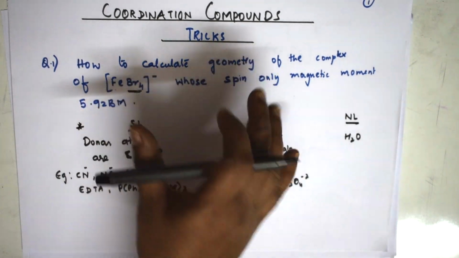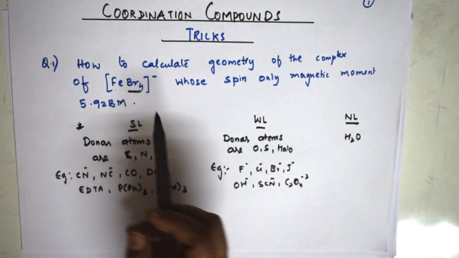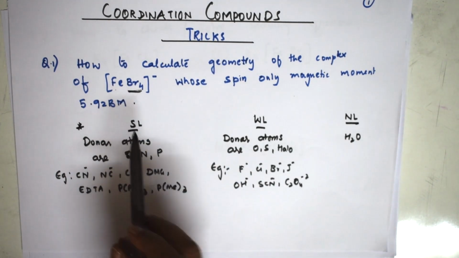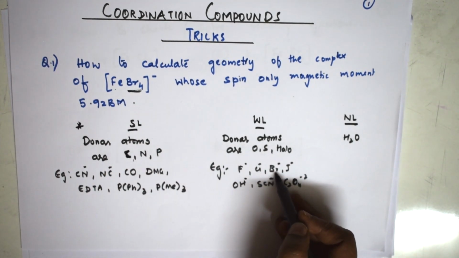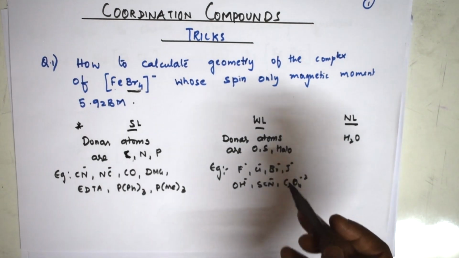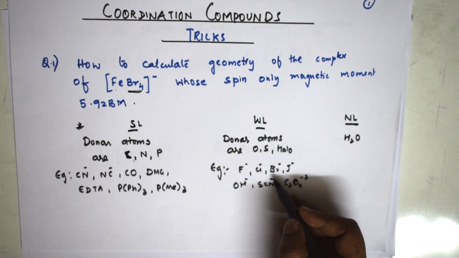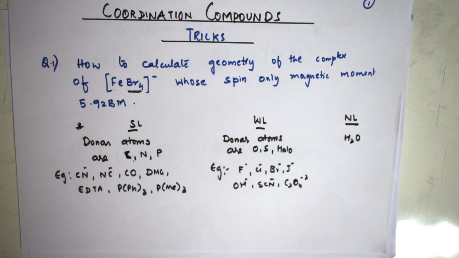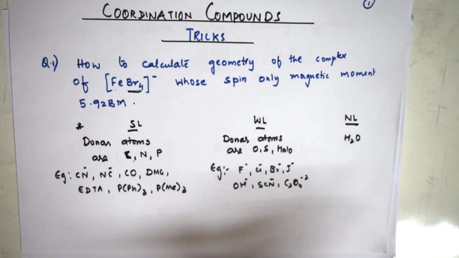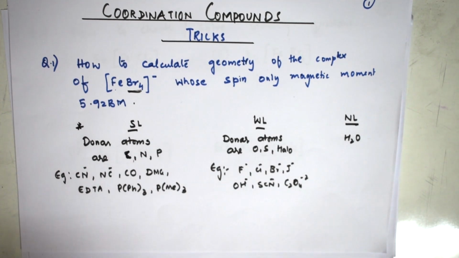Now how am I going to apply this? They have given me FeBr4. Br4 comes under which ligand? It comes under weak ligand, because halogens come under weak ligand. Now we know the weak ligand concept: will the pairing or rearrangement happen? No. So that concept is clear.